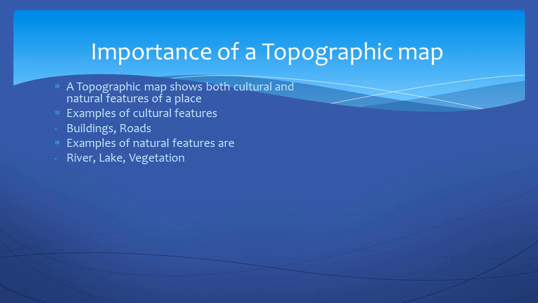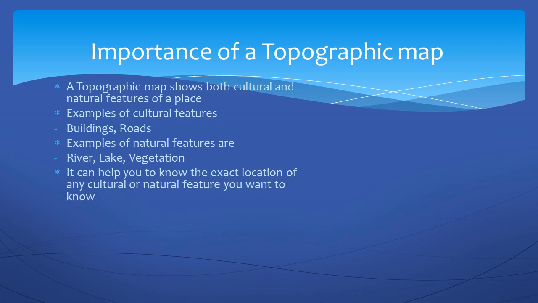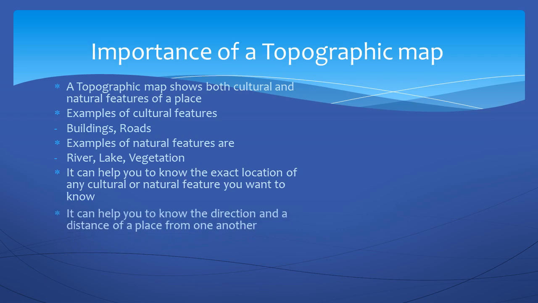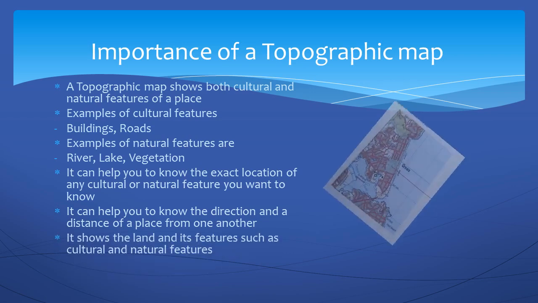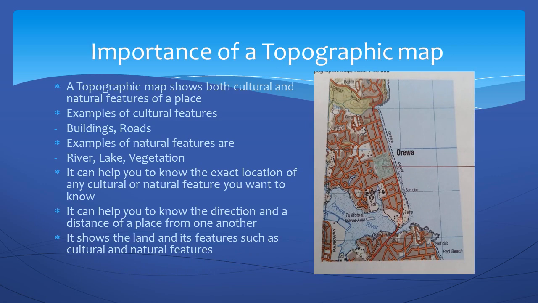And why is it important? It is important because it can help you to know the exact location of any cultural or natural feature you want to know. It can help you to know the direction and the distance of a place from one another. It shows the land and its features, such as cultural and natural features. Right? This is a topographic map.